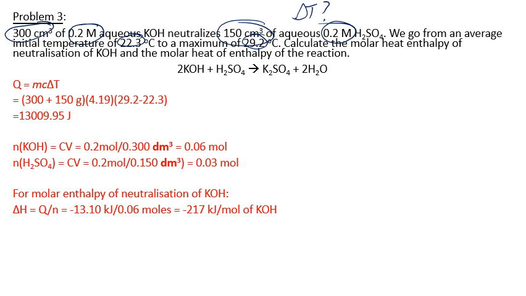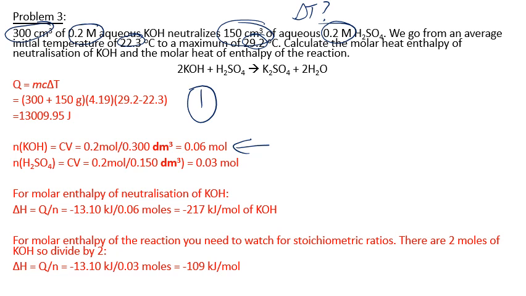So for the molar enthalpy of neutralization of KOH, delta H equals Q divided by N, which will be your negative 13.1 kilojoules from your first part of the equation here, divided by 0.06 moles, which you just calculated, which will be negative 217 kilojoules per mole of KOH.